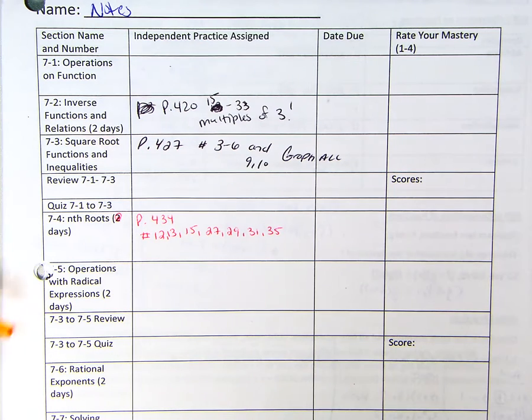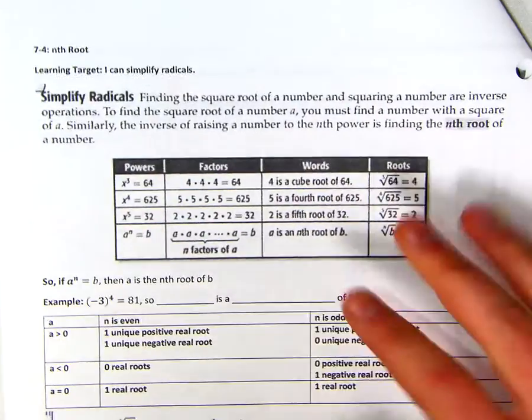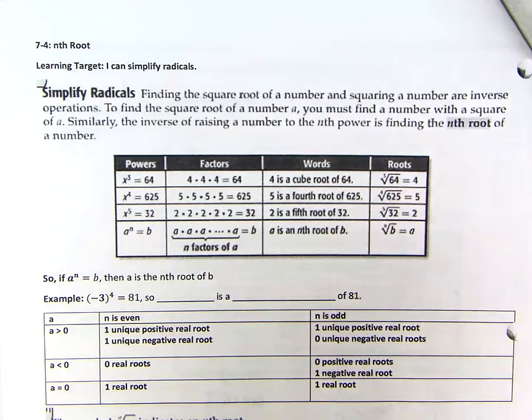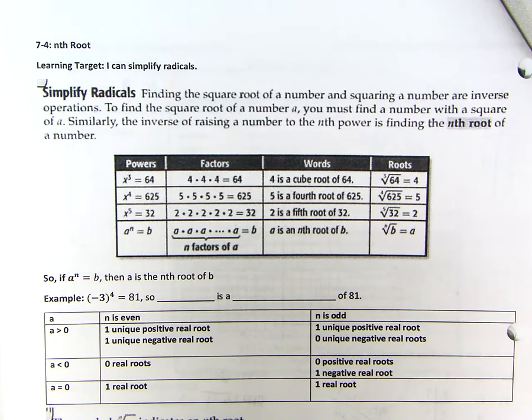Alright, so we're doing 7 for nth roots. In practice will be page 434, numbers 12, 13, 15, 27, 29, 31, and 35. So open up to 7-4. Here again, first page is going to be more of a handout, less where you actually have to write stuff down.